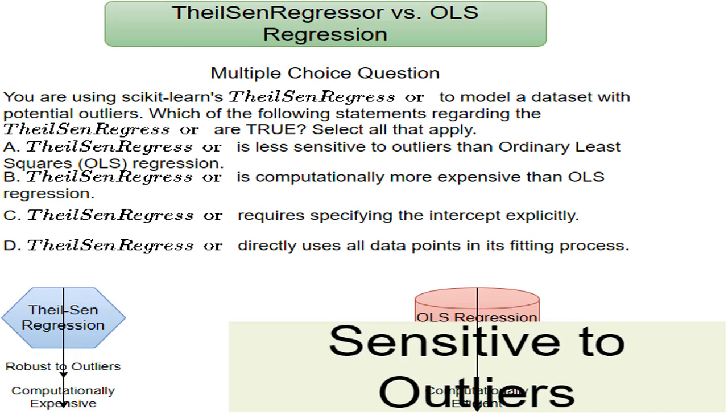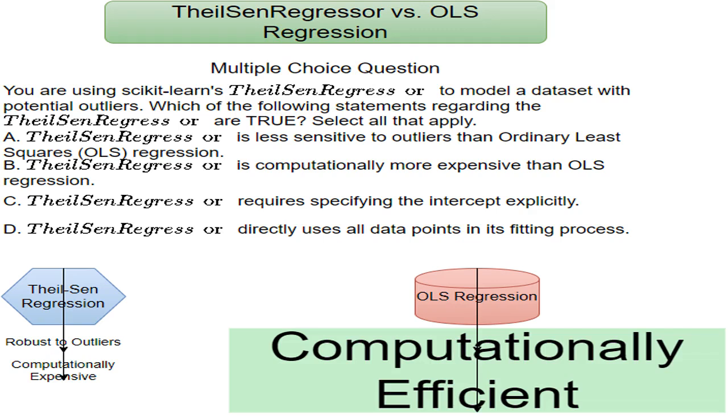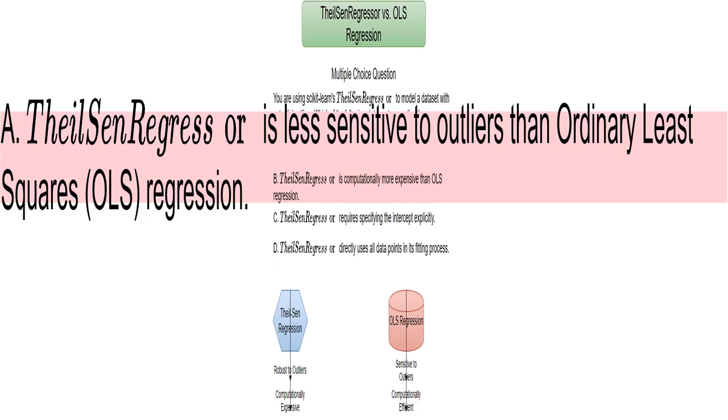OLS is very sensitive. Even a few outliers can significantly alter the results. TheilSen is more computationally expensive because of all those slope calculations. OLS is computationally efficient because it uses simple matrix operations. This is true. Because TheilSen uses the median slope, individual outliers have less of an impact than in OLS.